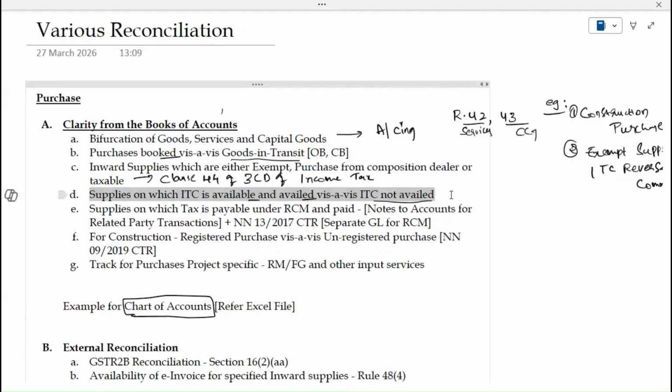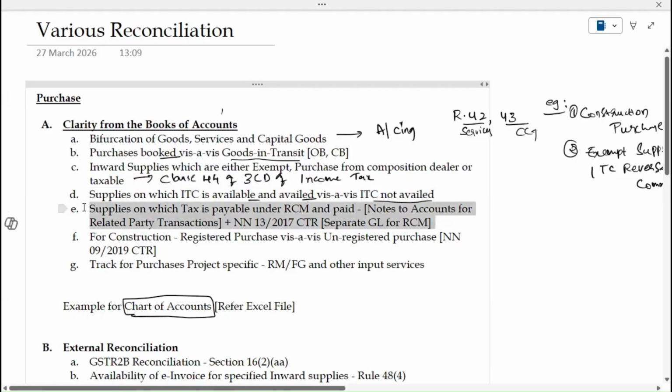The reason is, there is pressure from the state government or central government on the GST officers. Instead of waiting for 12 months, every month they are calling for verification. Why? There is a mismatch. Similarly, clause E, supplies on which tax is payable under reverse charge mechanism. Notes to accounts, related party transaction, 13, separate GL for reverse charge mechanism.